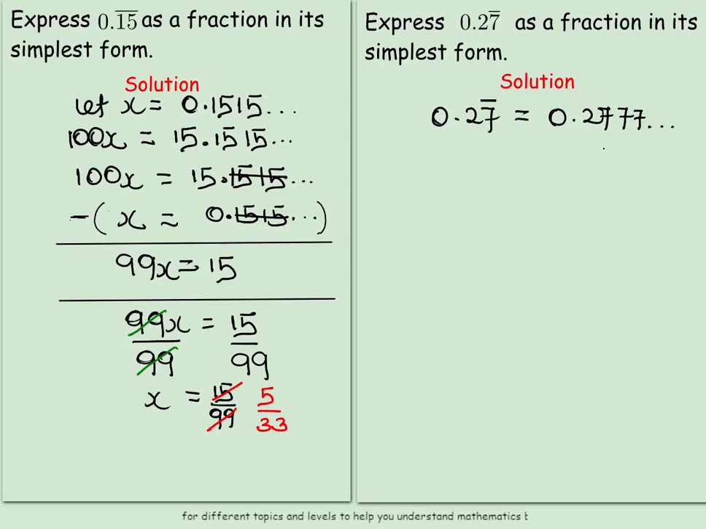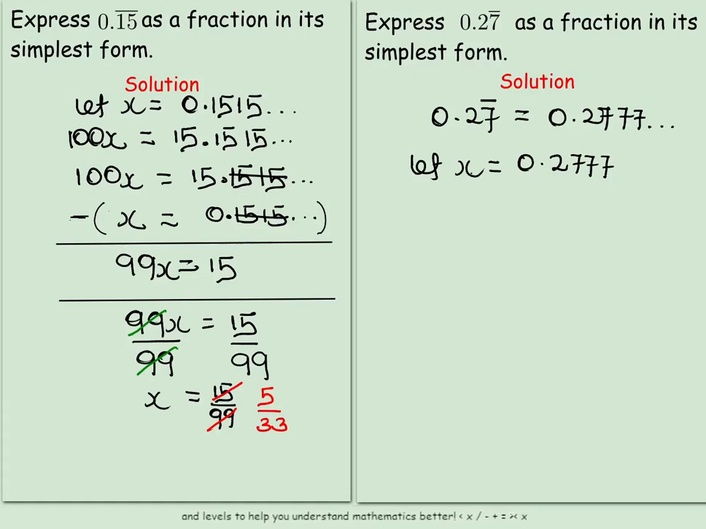Okay, so how do we answer this kind of question? As usual, let's just follow the steps and then you'll see what we'll do differently. So we let our x be equal to 0.2777. Then what you want to do is the number that is not recurring, you bring it out of the recurring. In this case 2 is not recurring, so let's bring it out, and it's just 1 digit. To do that, we would have to multiply it by 10.